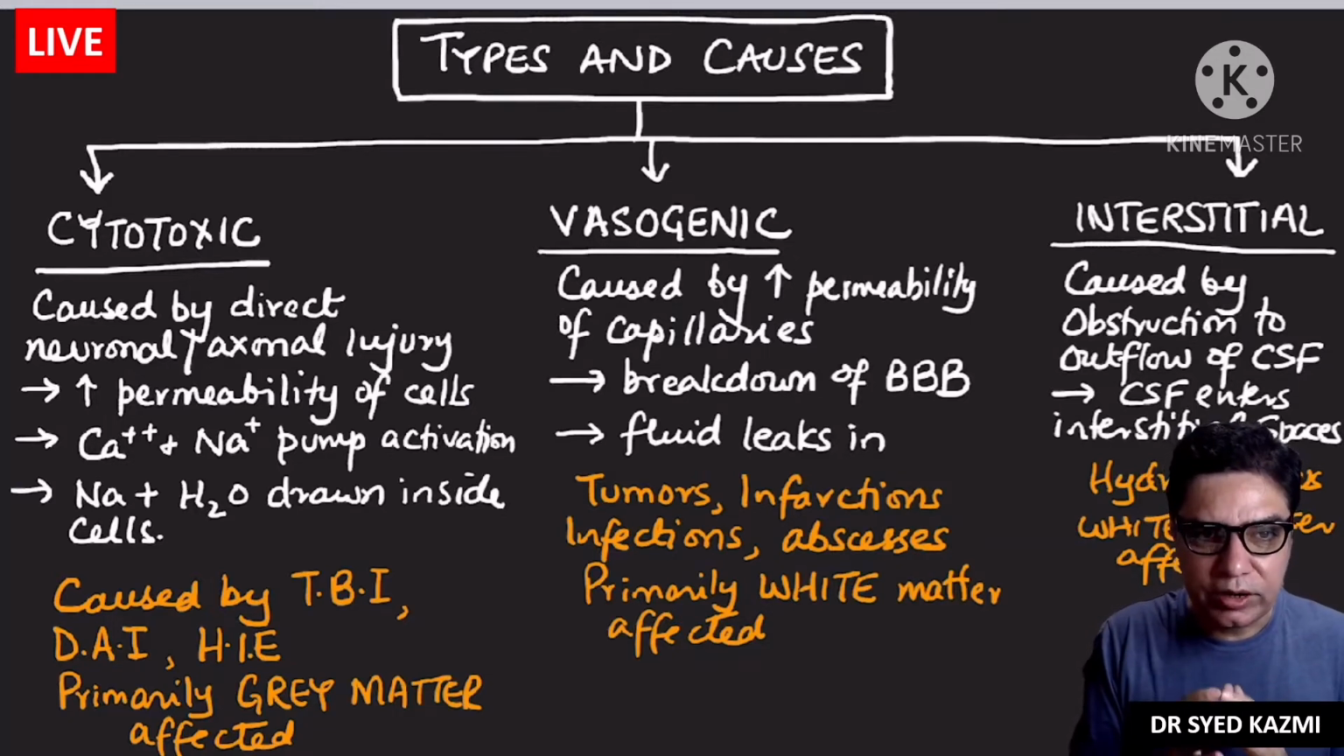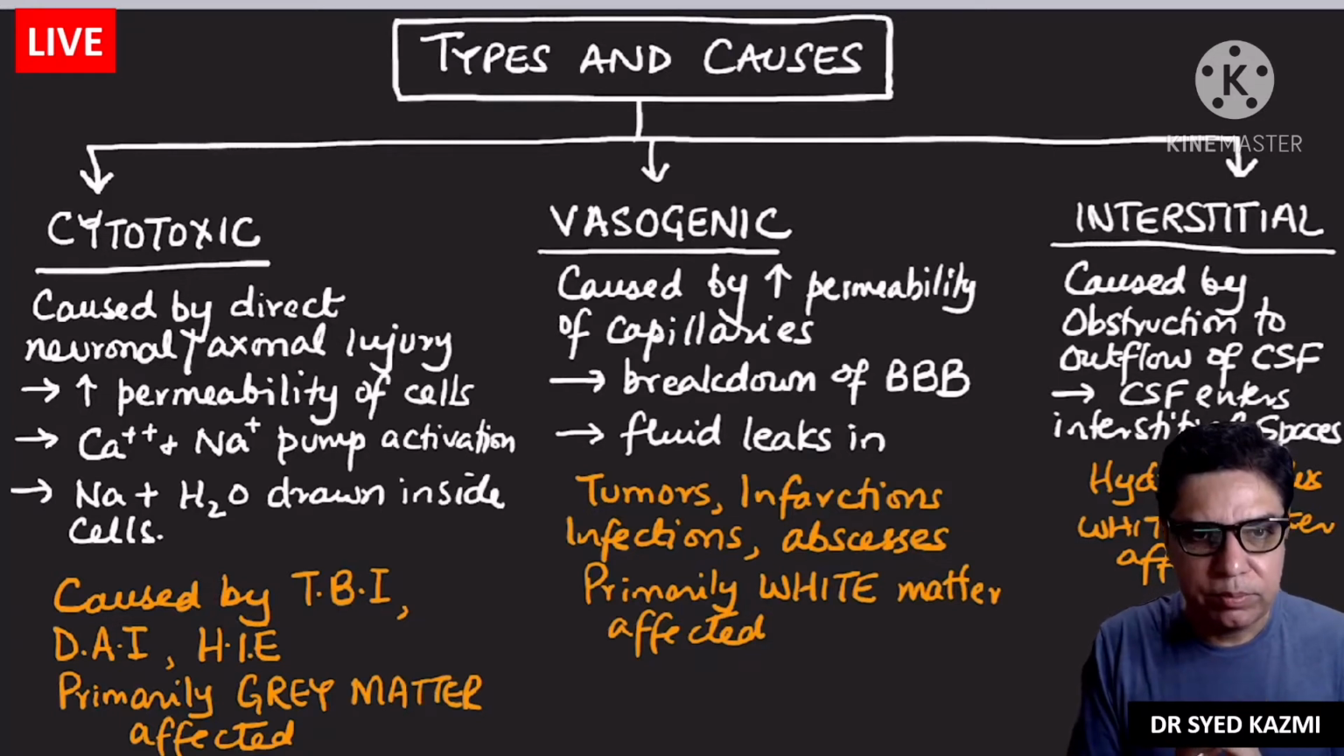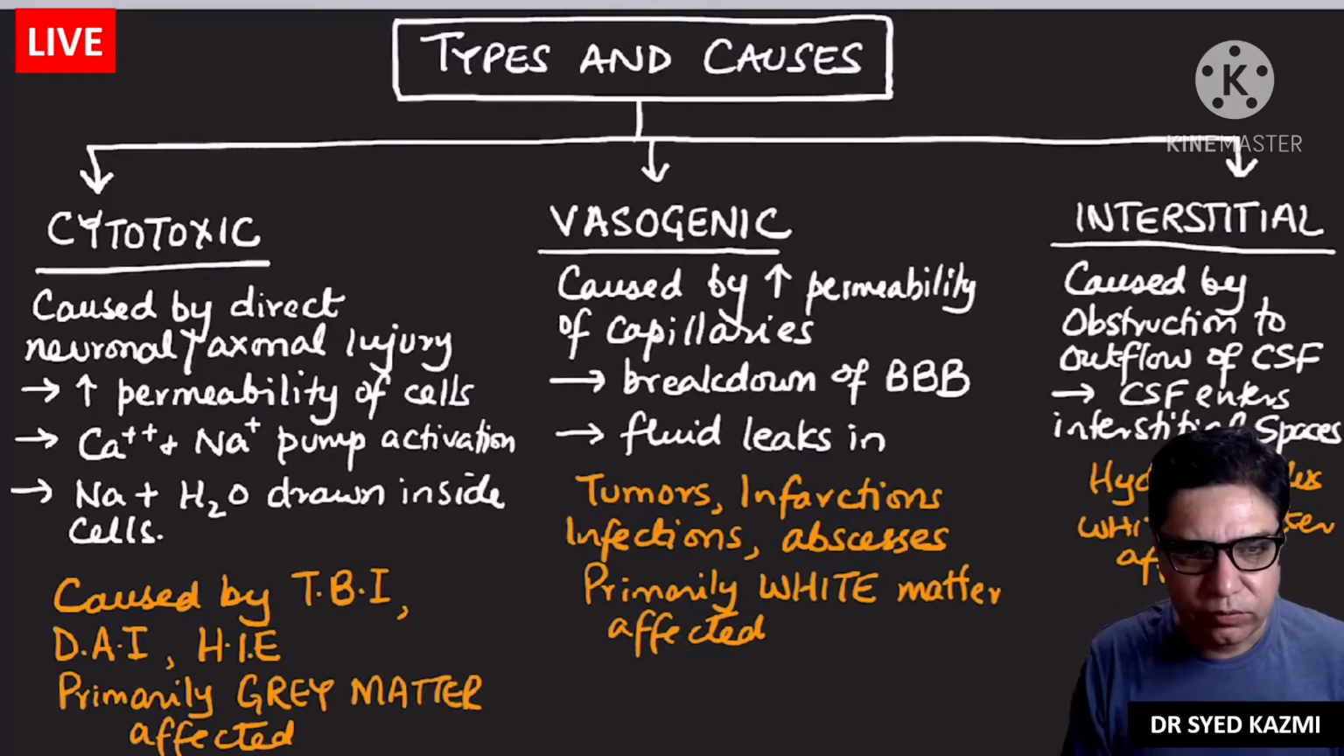It would lead to necrosis. So on the cell membrane of the neurons because of various reasons, mostly traumatic brain injury or any other form of insult. Now, vasogenic type of cerebral edema.